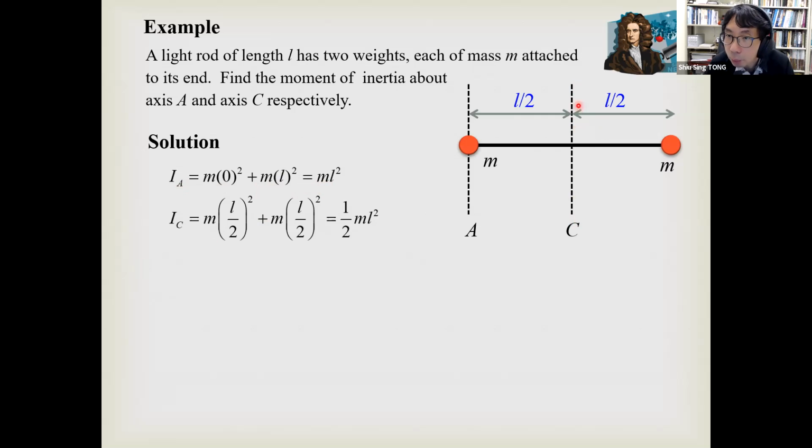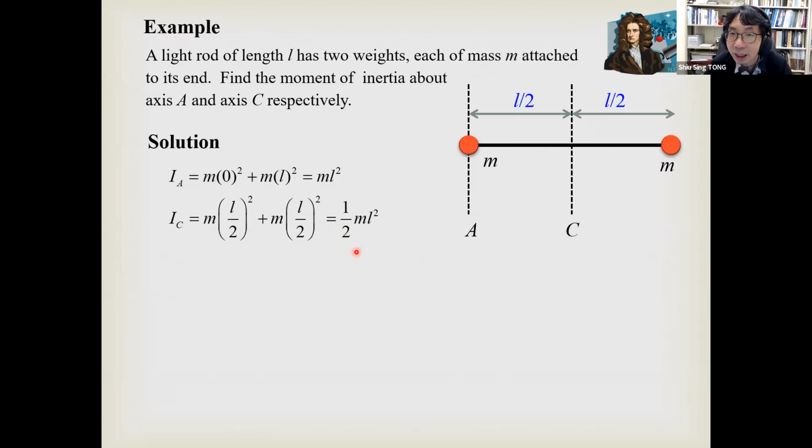How about if I calculate the moment of inertia with respect to the axis C? About the center, each of the masses is at a distance L/2 from the axis, right? Because it's the midpoint. So each mass contributes a term m times the distance squared, m(L/2) squared. And now we have two masses, so we have two terms. After calculating this sum, you find that the moment of inertia is half mL squared. Okay. So the moment of inertia is different in these two cases. They are different by a factor of 2.